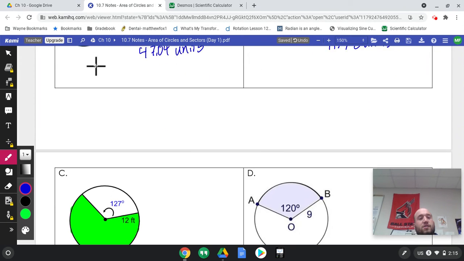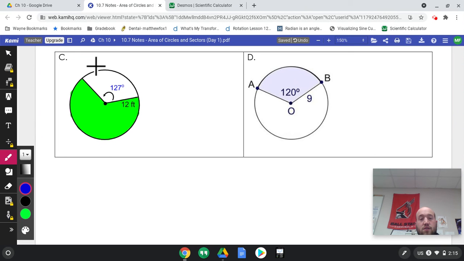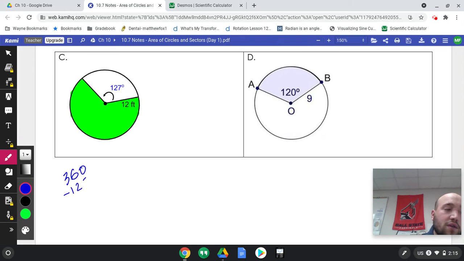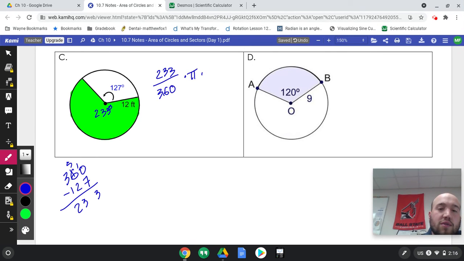Okay, just about done. We're going to look at two more here. So exact same thing here, 127. On this one, though, we need to find what's in green, the shaded area. So we'll have to start with 360 minus that 127. If we do that, 360 minus 127, this will tell us what our green side is. So we get 233. Now we can do 233 divided by 360 times pi times 12 squared.